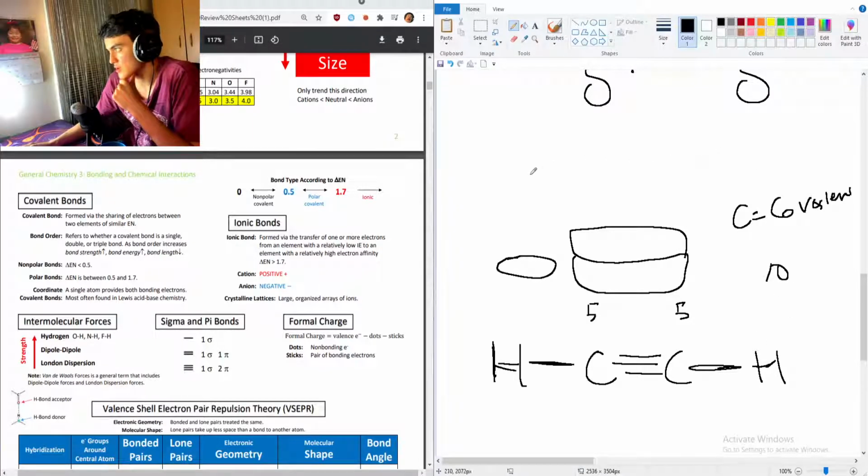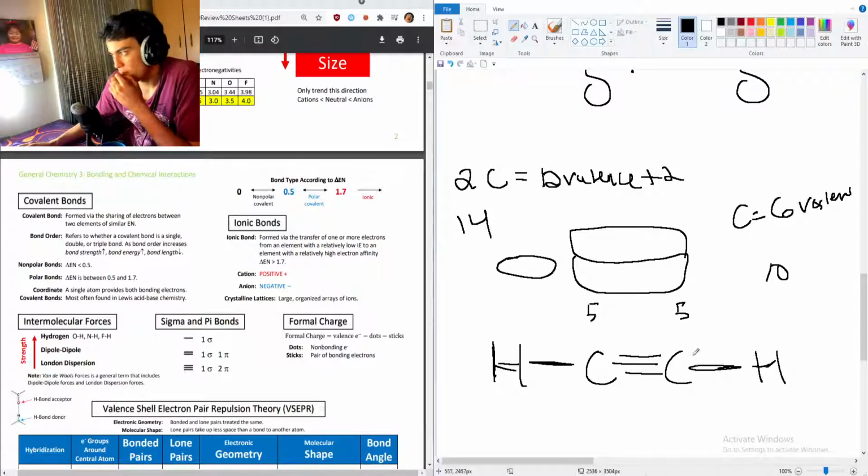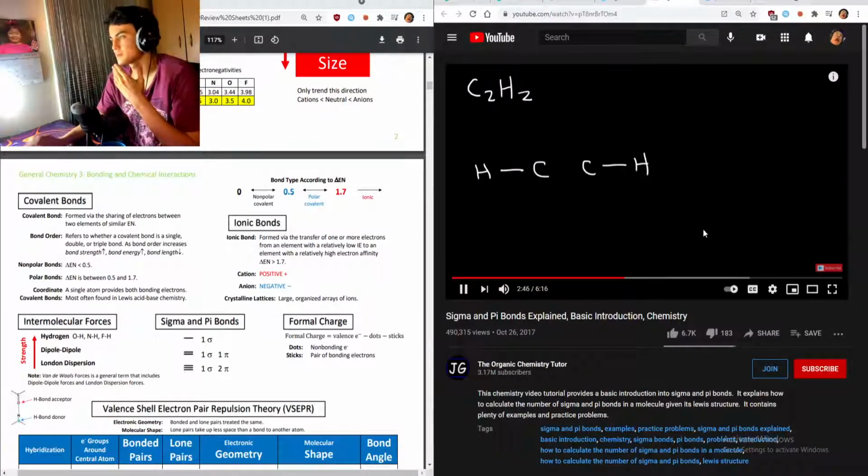Wait, 6. So there's 2. Okay, it's 2 carbon elements. That's 12 valence electrons, plus the 2 from the hydrogen. That gives us 14 total. We have 1, 2, 3, 4, 5, 6, 7, 8, 9, 10. Is something missing here? No, it has 5. So now we have 12. I'm confused, with symmetry in the middle.